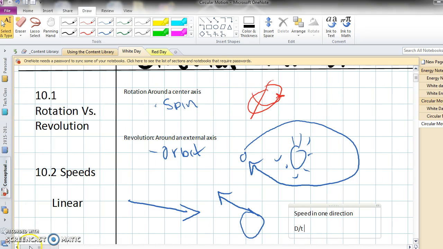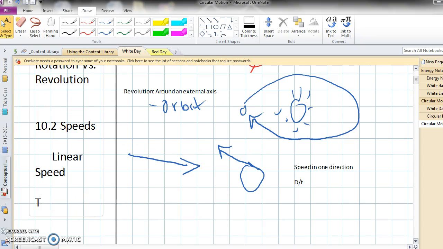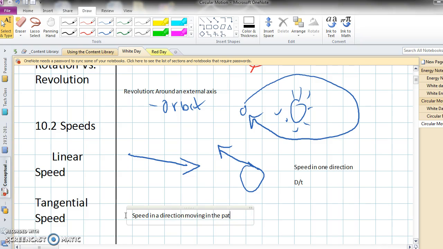Next up, after linear speed, we have tangential. This is the same thing as linear. The only difference is it's speed in a direction, moving in the path of a circle. So the second drawing I have, that is technically a tangent, because at one point it was going around the circle. I drew this in class. We put our nice perfect circle in.